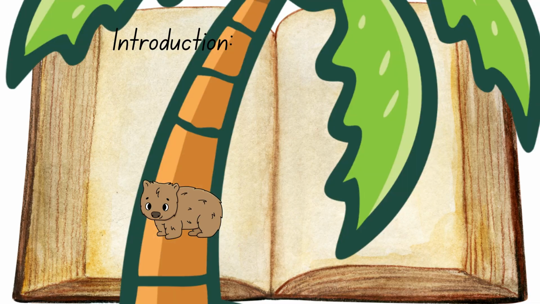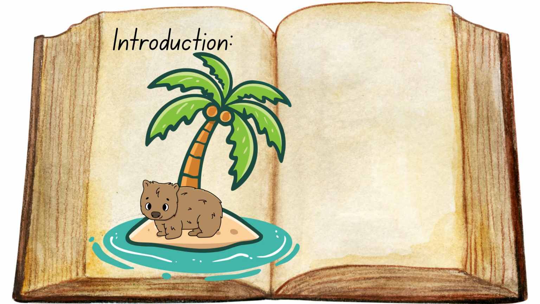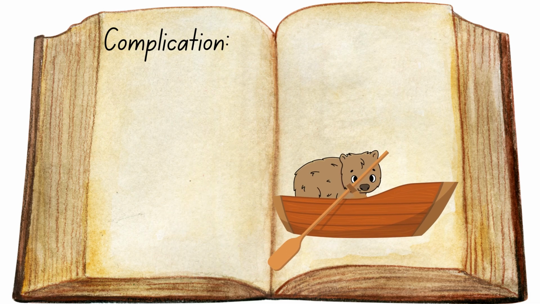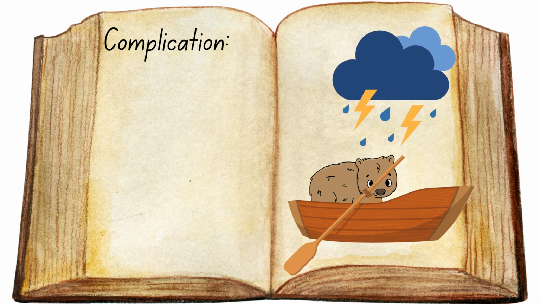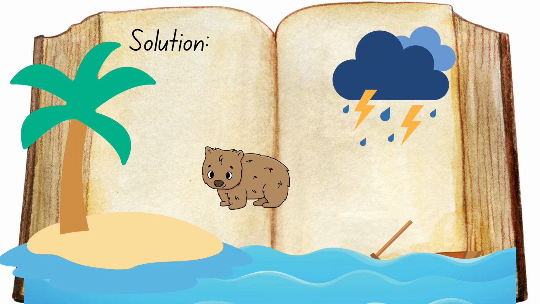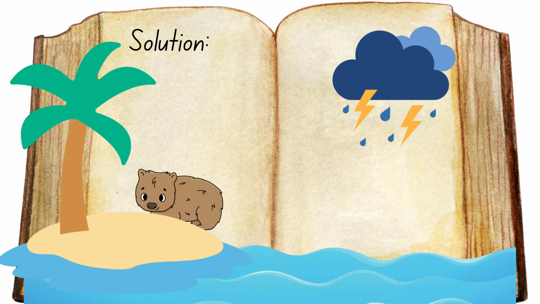Here's our introduction. Wombat is on a tropical island and finds a treasure map. What could happen next? Maybe Wombat goes on an adventure to find the treasure, but the complication is there's a big storm. Let's think of a solution. Wombat swims to shore of a mysterious island.